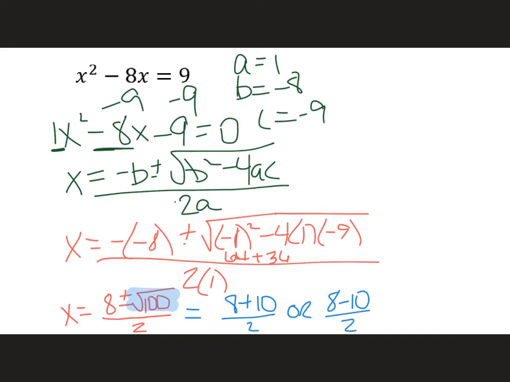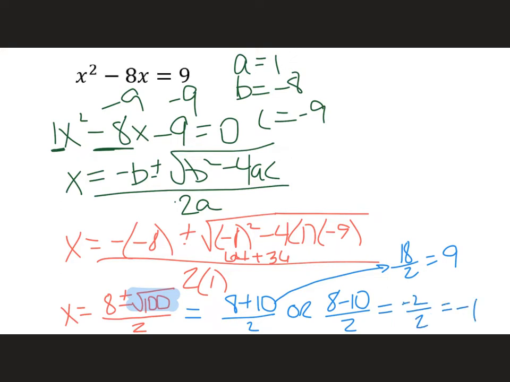So I'm going to split that plus or minus now into two different parts because I know the square root of 100 is 10. So if I have this one, 8 plus 10 divided by 2, that'd be 18 over 2, that's 9. And if I have 8 minus 10 over 2, that would be negative 2 over 2, which would be negative 1.